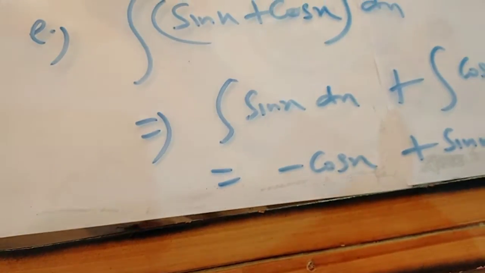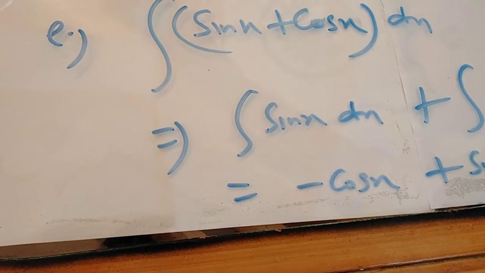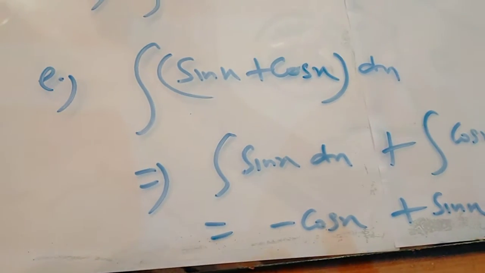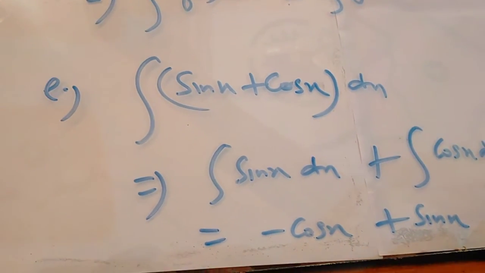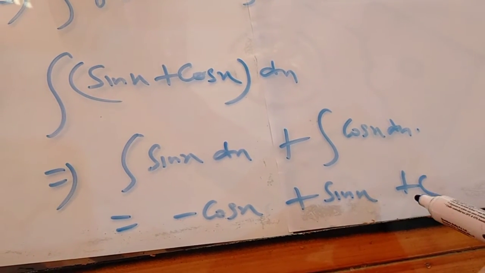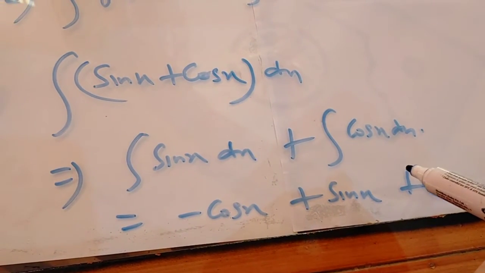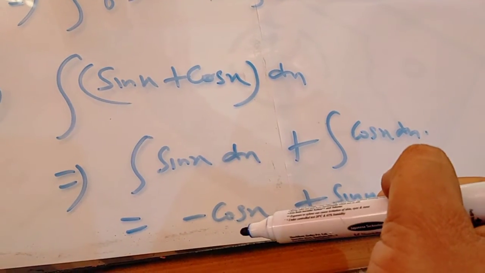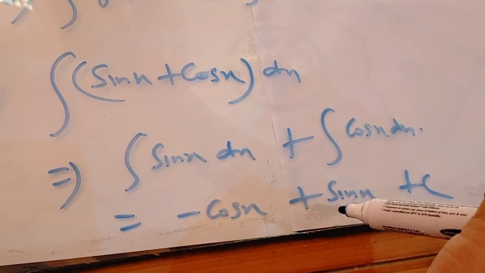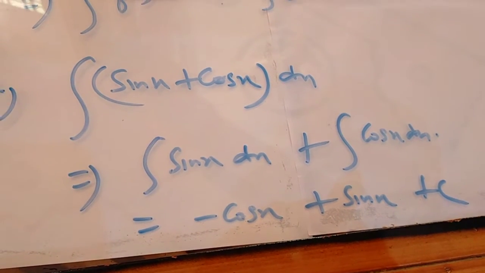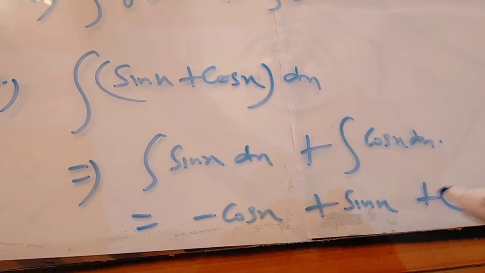And here you see, in each and every part I have to write the constant of integration. In each and every question you have to write plus c, that is called the constant of integration. So whenever you do it, the integration of this part is minus cos x, the integration of this part is sin x, so plus the constant of integration should be included here. You have to include plus c in your question.